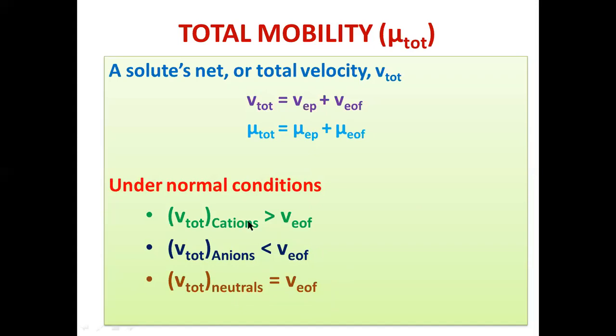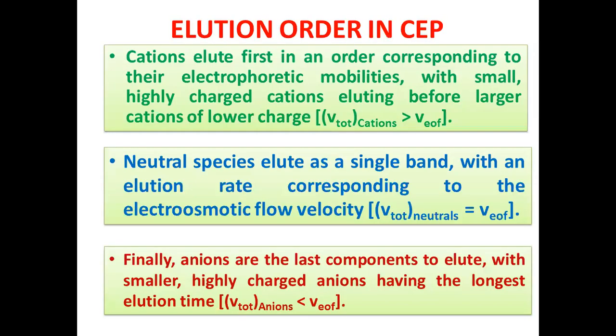Cations elute first, and in the group of cations, all those cations which have larger charge to size will be eluted first, then lower charge to size. Similarly, the anions which have smaller charge and higher size will elute at last. And neutrals, which have the same velocity as the electro-osmotic flow, will be eluted as a single band in between cations and anions. So this is a more useful way to express the total mobility of the ions.